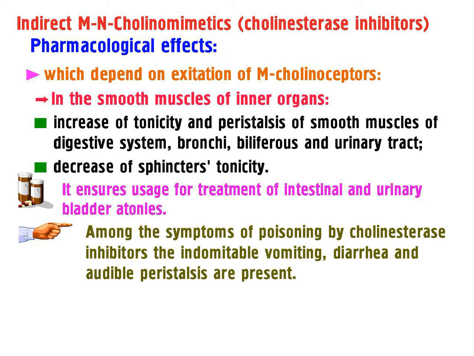In the smooth muscle cells of inner organs, this group of drugs can produce increased tonicity and peristalsis of smooth muscles in the gastrointestinal system, in bronchi, in biliary and urinary tracts. And at the same time, tonicity of sphincters is decreased. That's why we use cholinesterase inhibitors for treatment of different types of atony of intestine or urinary bladder, for example.